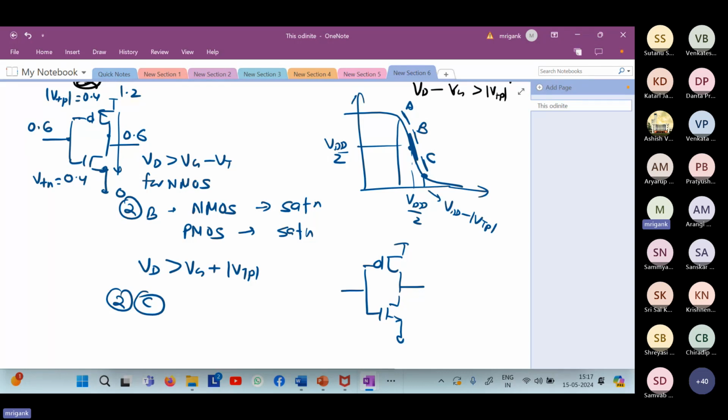Output is close to ground. Suppose output is close to say 0.1 volt, 0.2 volt, something like that. VDD is 1.2 volt. Input is VDD minus mod VTP, so something like 0.8 volt, 0.9 volt. So in this case, what is the condition of NMOS? All of us can see. What is the condition of NMOS?